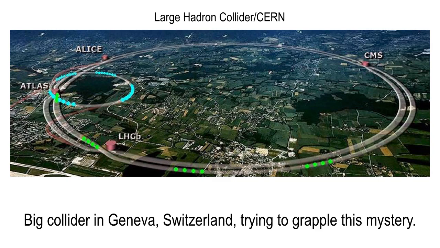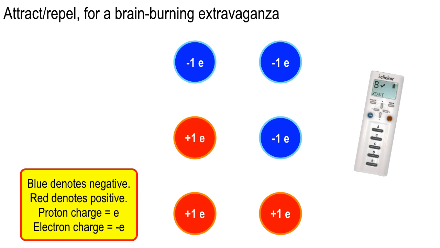All right, now, we're going to do some brain burns. Go ahead and make a sketch of these three pairs of charges. The top pair, two electrons, minus one E and minus one E. Blue denotes negative, red denotes positive. Proton charge is E, electron charge is minus E. The middle pair is, on the left, a proton, plus one E, and on the right, an electron, minus one E. Now, we're going to go pair by pair and think of the forces. We'll stack them up here, and at the bottom of the stack is two protons.